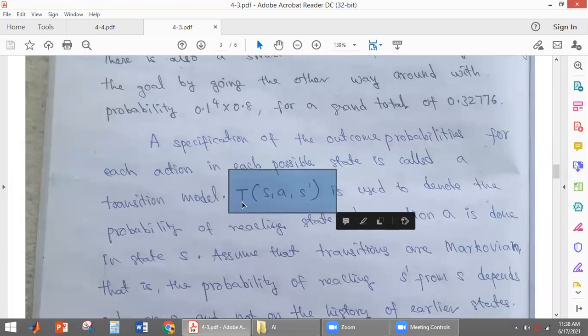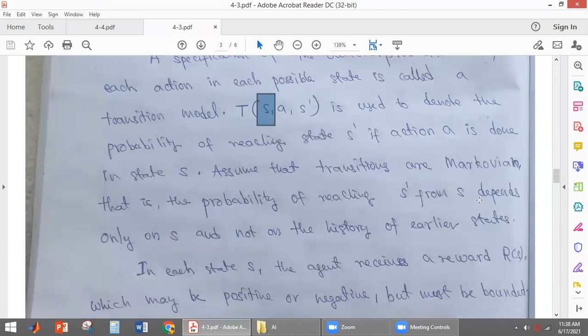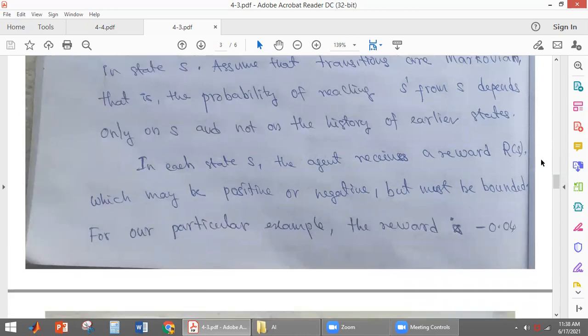The transition model is given as T of S, A, S dash. By performing some action, what is the probability that the agent will move from state S to S dash? That is called the transition model. It gives us the probability of reaching the new state S dash from S by performing some action. This transition model depends on the Markovian property. What is Markovian here? The next state S dash depends only on the current state. So this is called Markovian.